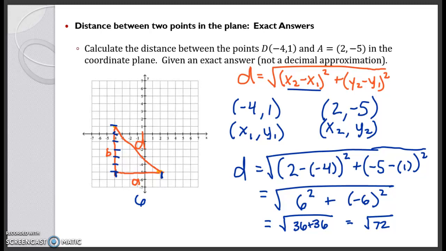Now that can be simplified a little bit, because 72 is 6 and 12, and then 12 is 6 and 2. We have 2 6's here, so this becomes 6 square root 2.